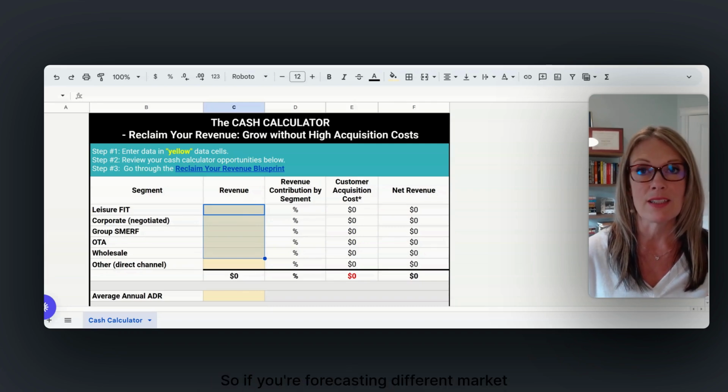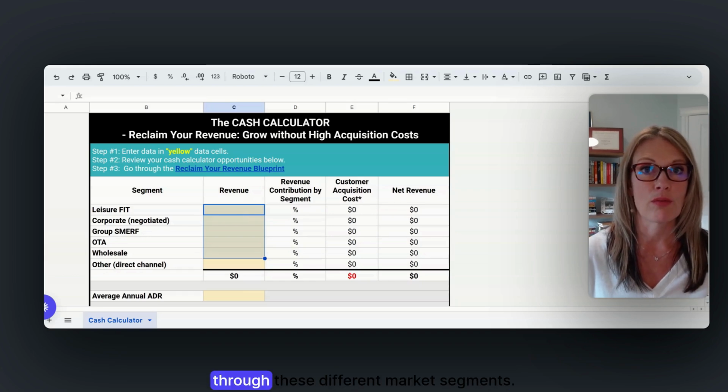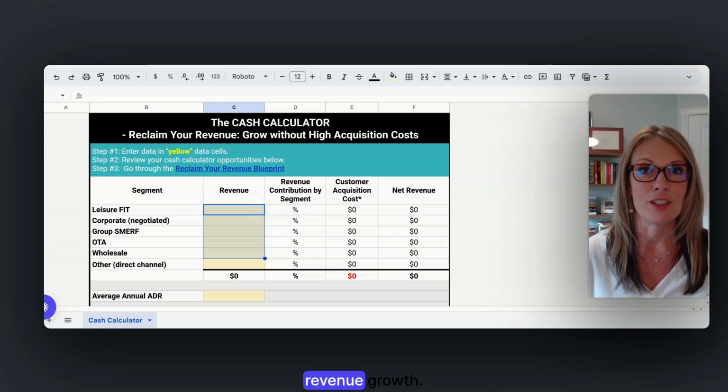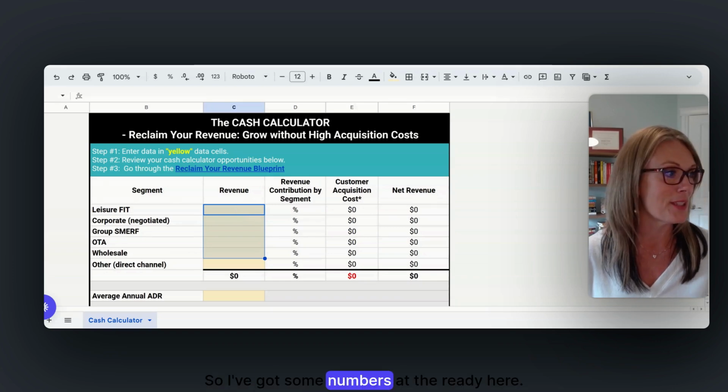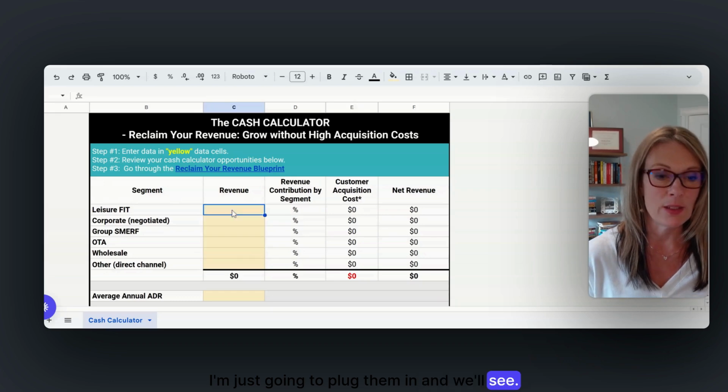I even recommend that you use it as a part of forecasting. So if you're forecasting different market segments, look at how much acquisition cost is coming through these different market segments. That will reveal some great opportunities for revenue growth. So I've got some numbers at the ready here. I'm just going to plug them in and we'll see.